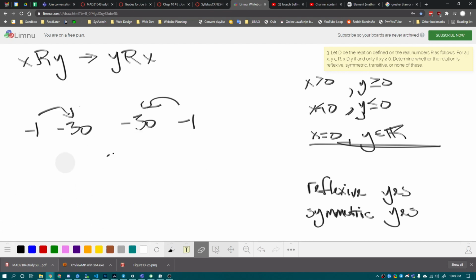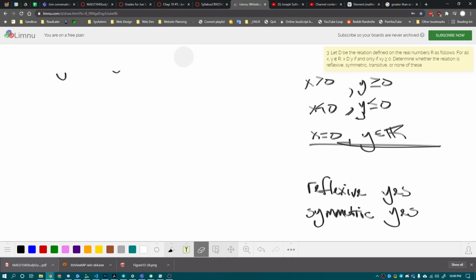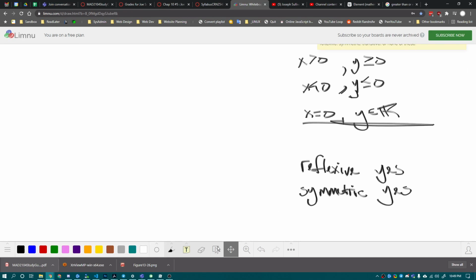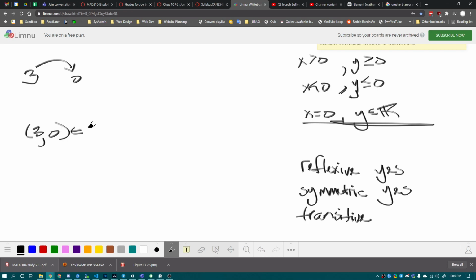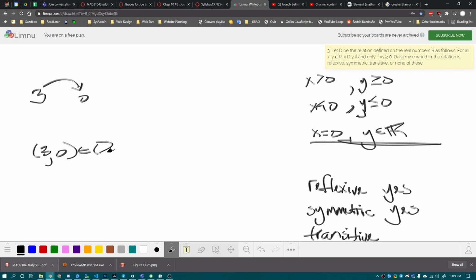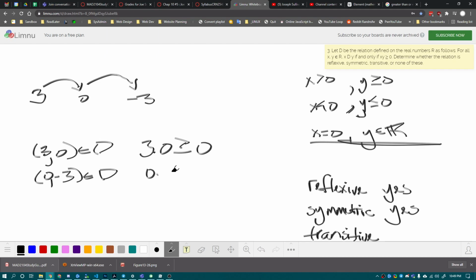Now for the part that I found difficult, and I may have gotten it wrong on the test. All right? Is it transitive? And the answer is no, it's not. And here's why. It's a very special case. When I can choose 3 going to 0, right? Because let's remind ourselves what that means. It means (3, 0) is in D, because 3 times 0 is greater than or equal to 0. And I can go from 0 to -3. Remind yourselves what that means. That means (0, -3) is in D, because 0 times -3, which is 0, is greater than or equal to 0.